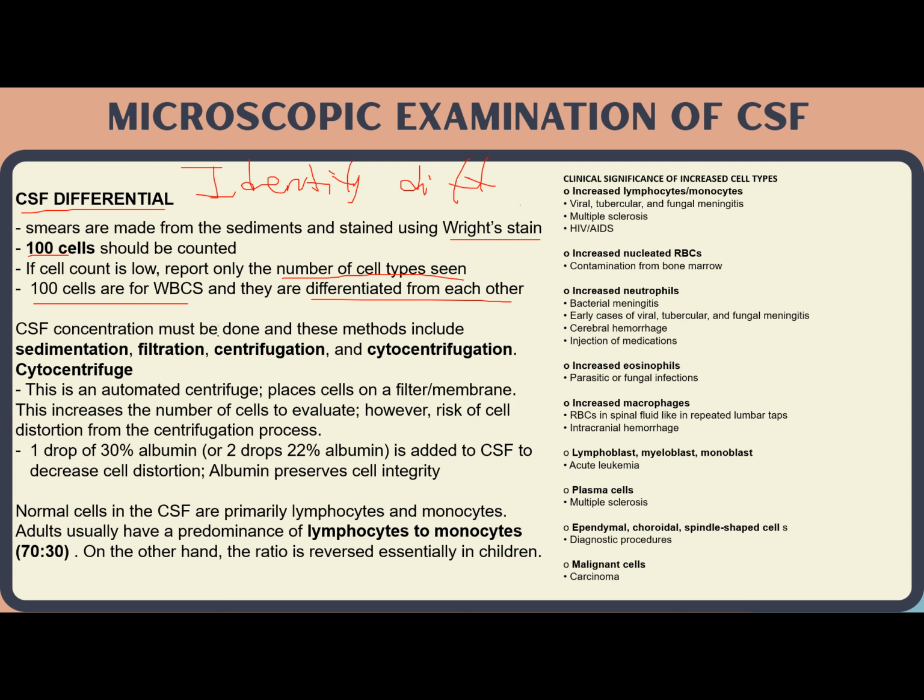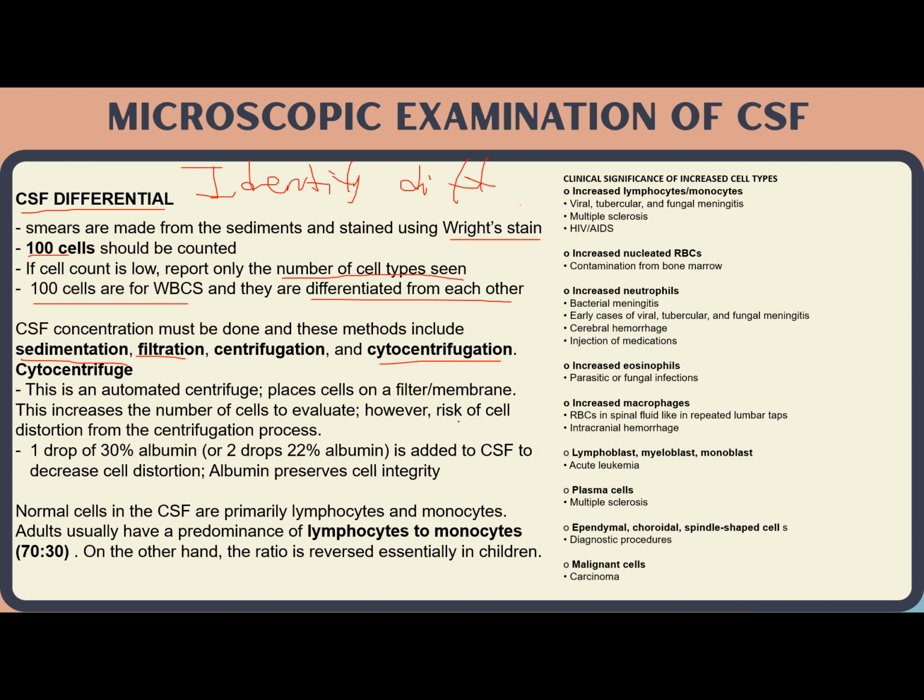Now, CSF concentration must be done, class. So when you say concentration, you try to separate the sediment from the fluid. And to do this, you could do the following: sedimentation, filtration, centrifugation, and cytocentrifugation. For cytocentrifuge, this is an automated centrifuge, places cells on a filter membrane. This increases the number of cells to evaluate. However, risks of cell distortion from the centrifugation process.